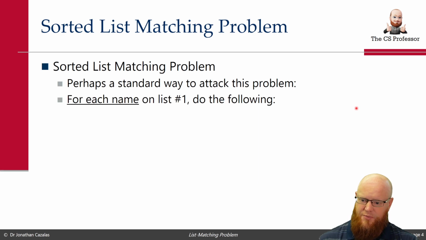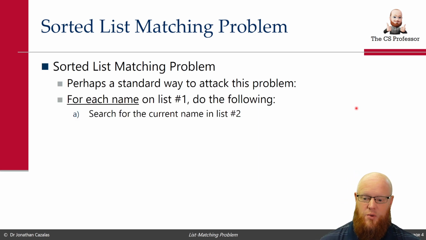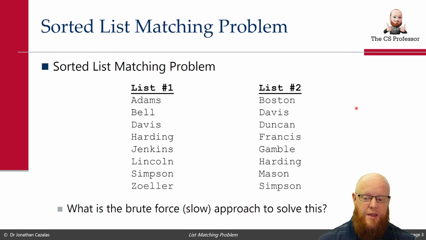What would we do? For each of the names on list 1, simply do the following. Search for that name in list 2. If you find it, print, and then go ahead and break out of that loop. So that's really 2 for loops, right? So we have one loop that's going to loop over all of the names in list 1.